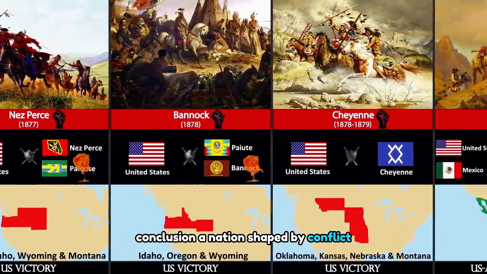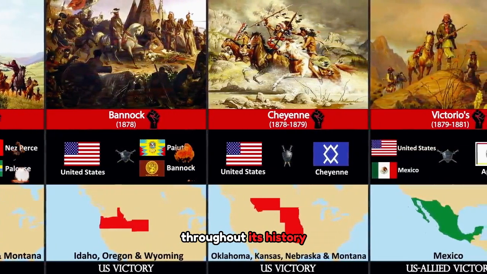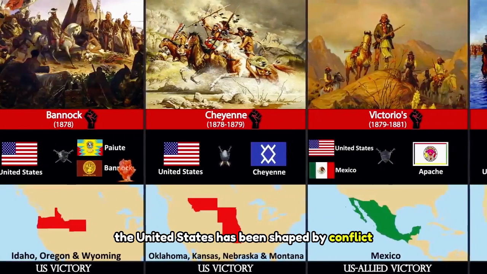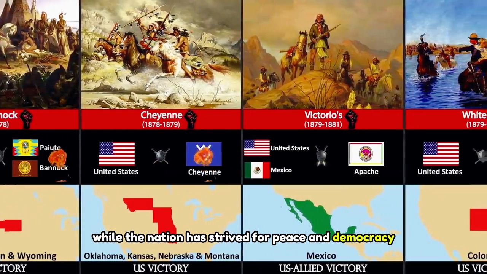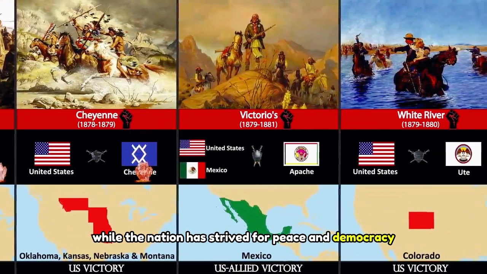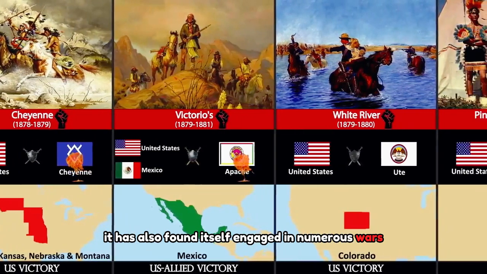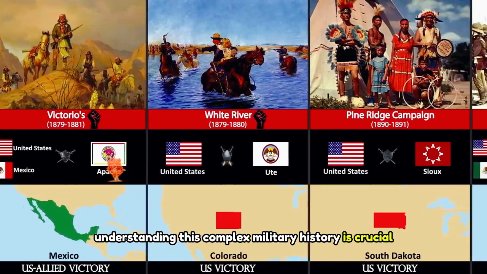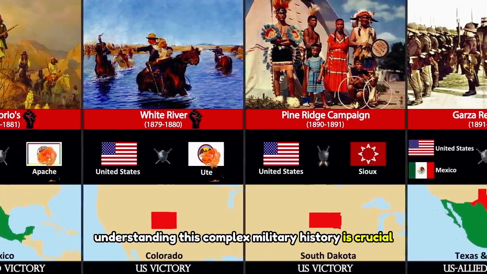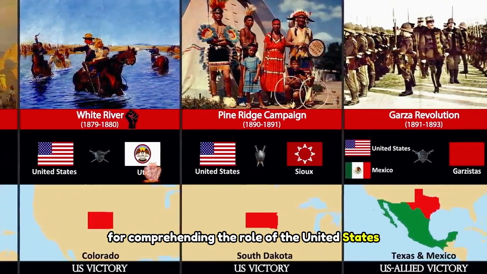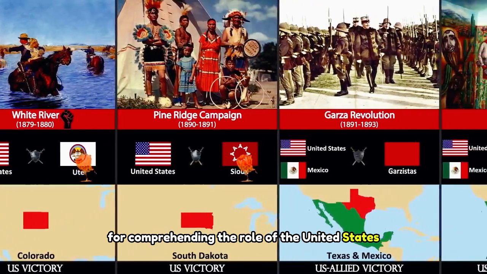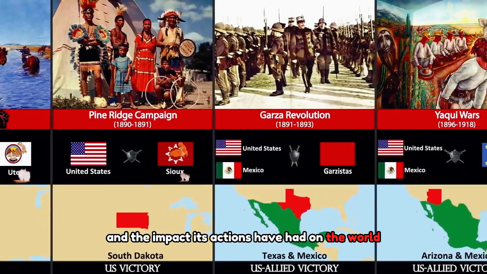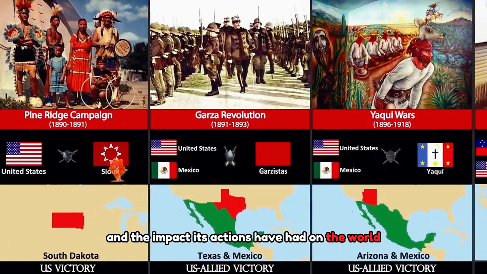Conclusion: a nation shaped by conflict. Throughout its history, the United States has been shaped by conflict. While the nation has strived for peace and democracy, it has also found itself engaged in numerous wars and military interventions. Understanding this complex military history is crucial for comprehending the role of the United States in the global arena and the impact its actions have had on the world.